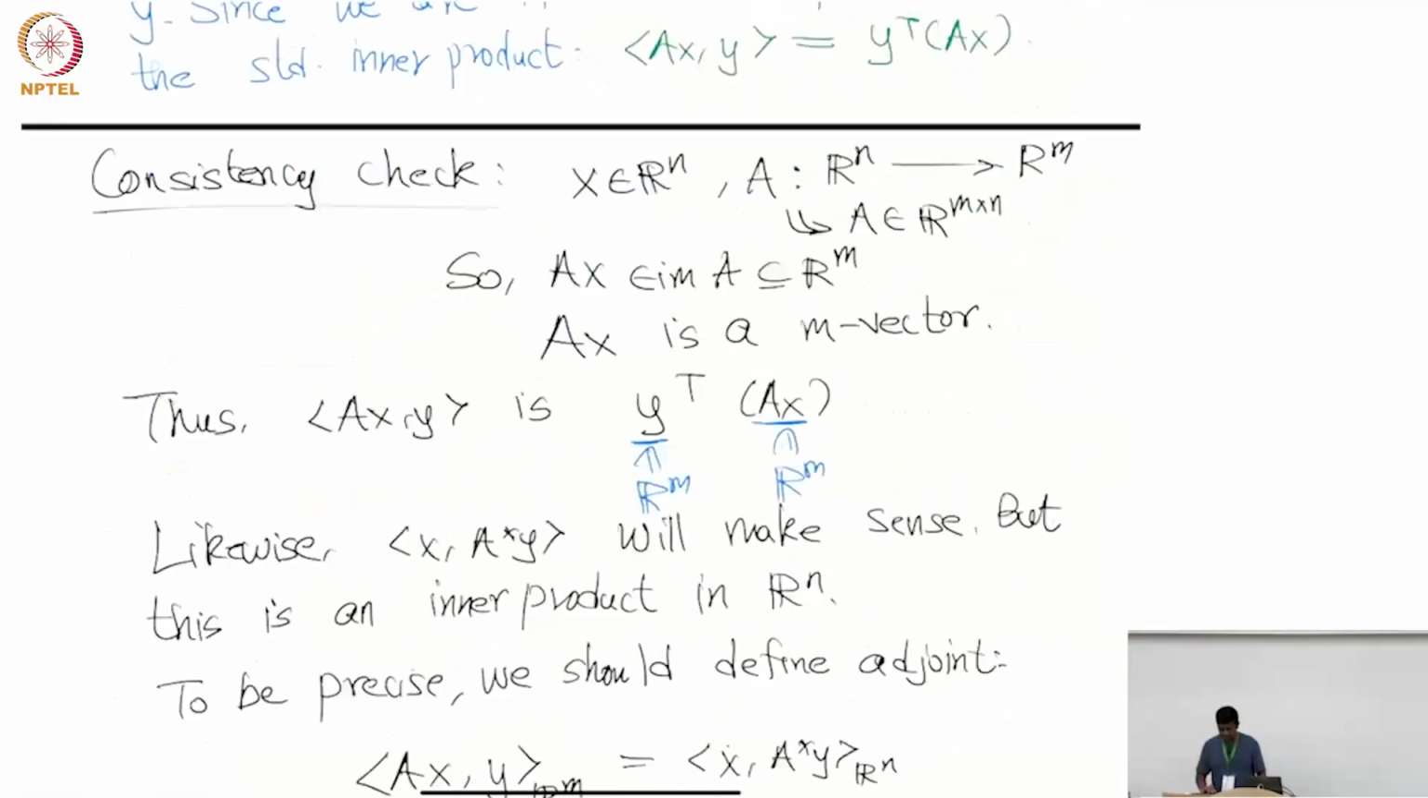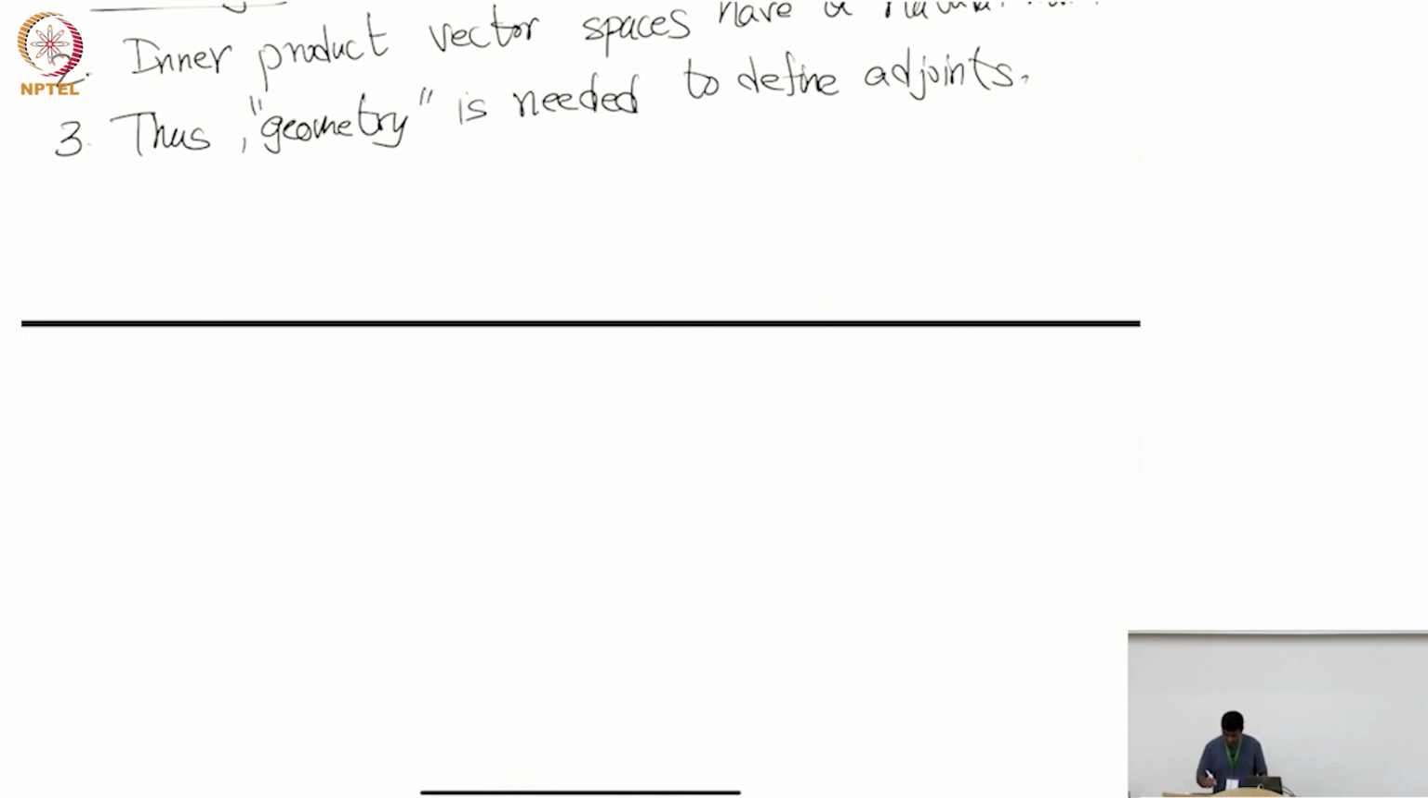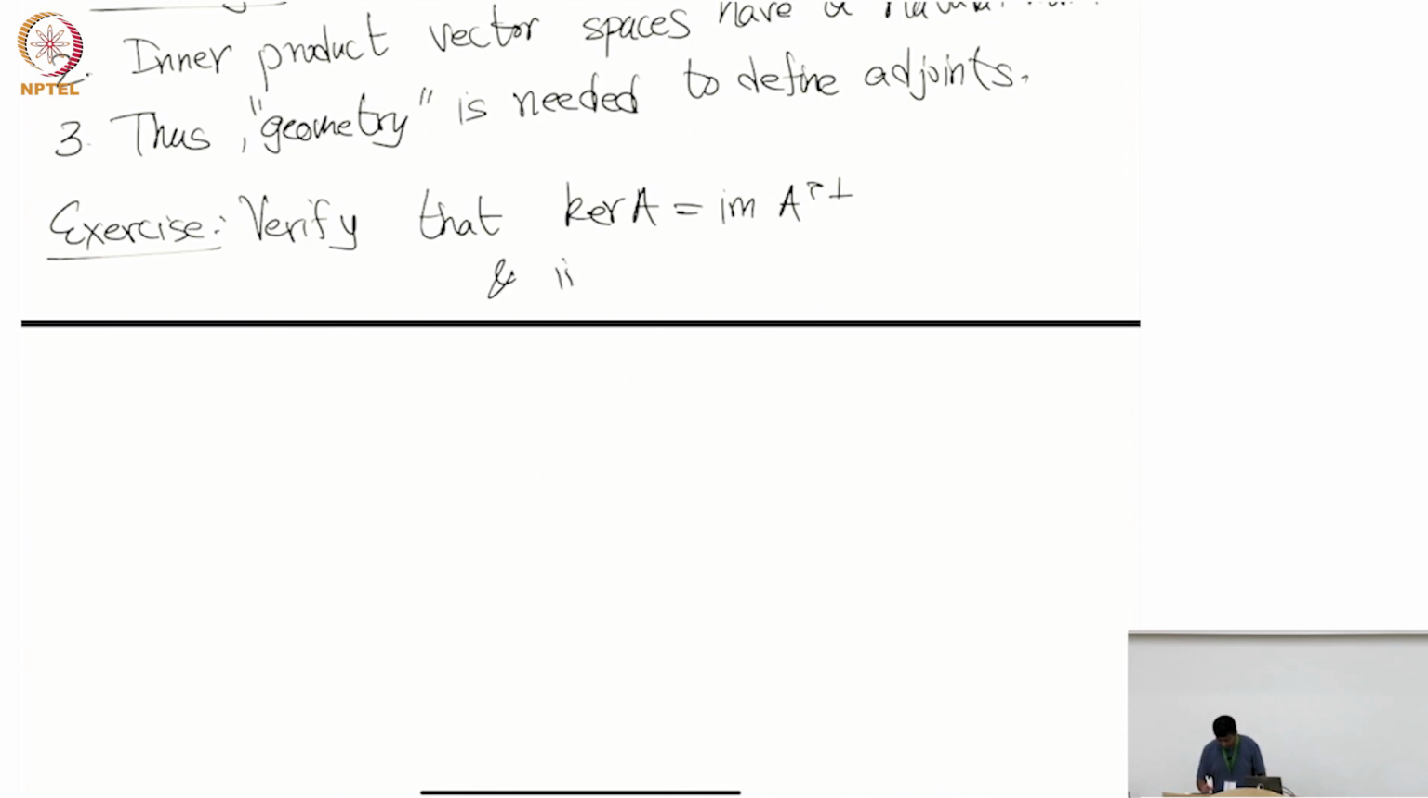So that's a simple proof. I'm going to write this down here. Short exercise: verify, prove, whatever, that kernel of A is image of A transpose perpendicular, and image of A is kernel of A transpose perpendicular.